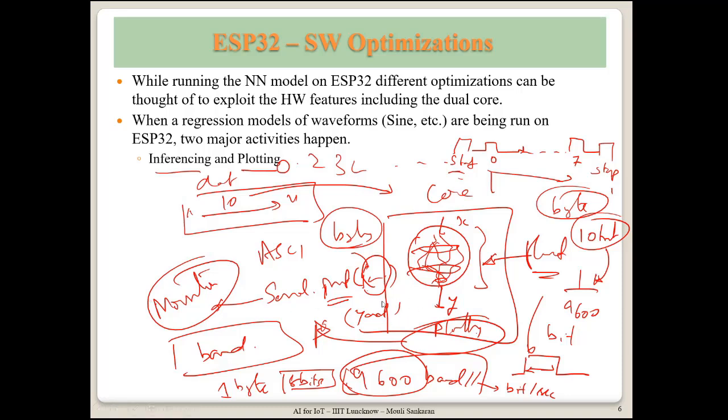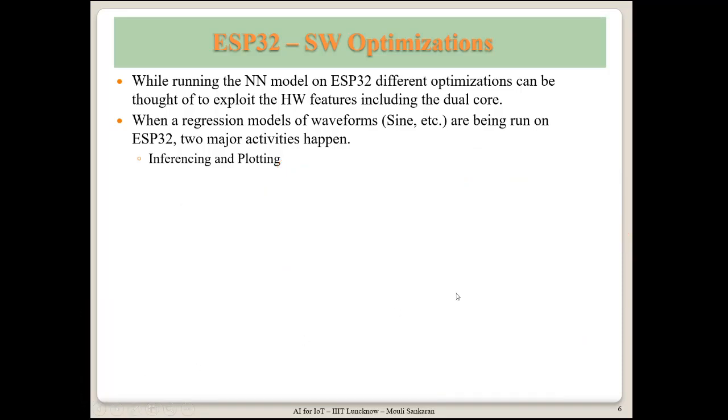Now, what happens on printing the serial output is that normally it will be done on a print interrupt. But what normally happens is that it is going to put it in a buffer.